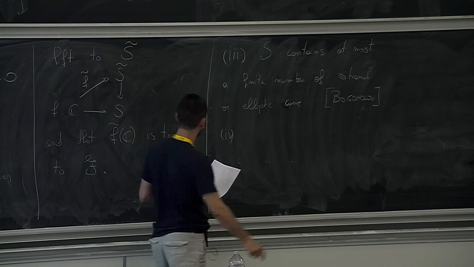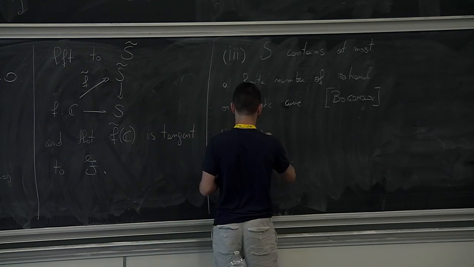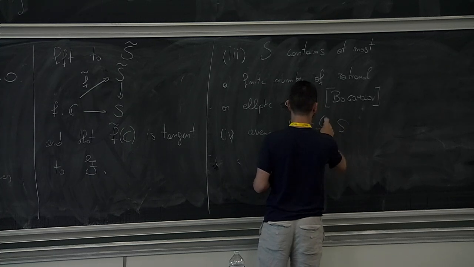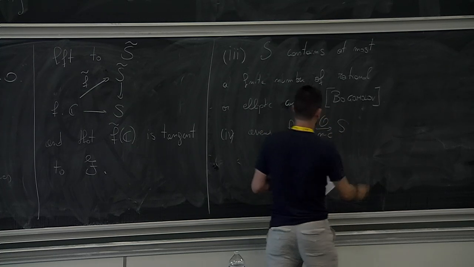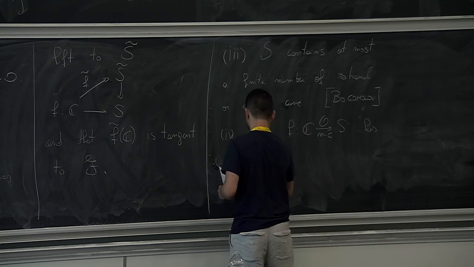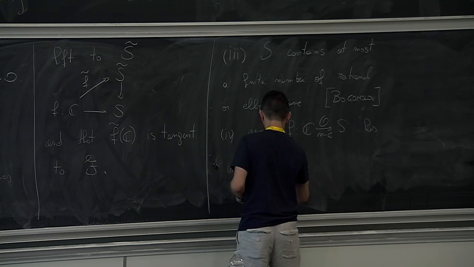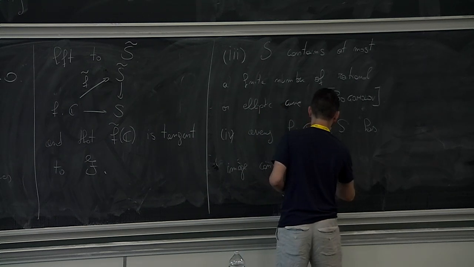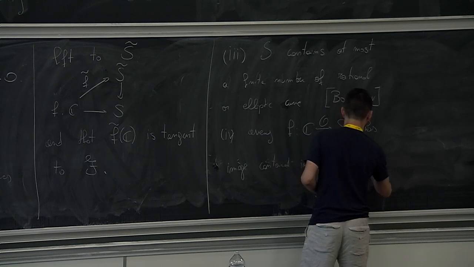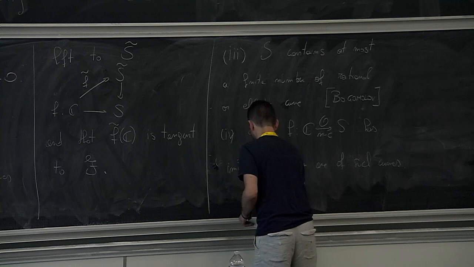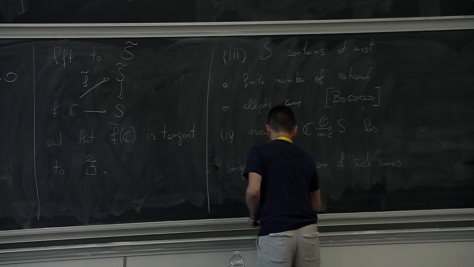And four, every entire curve from C to S, holomorphic, non-constant, so its image is contained in one of such curves. And this is McQuillan.